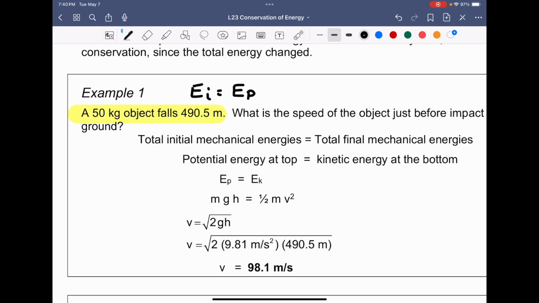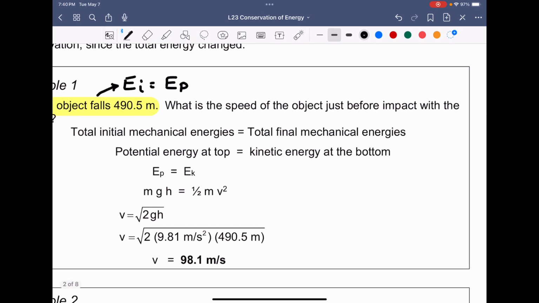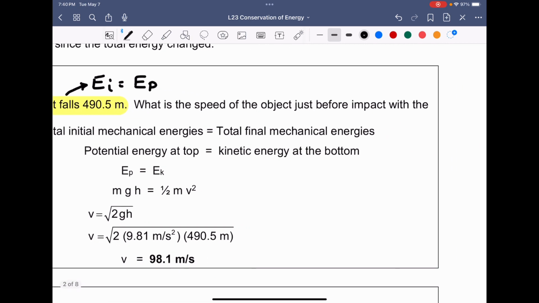So we have some sort of potential representative of the object suspended in the air. They then say, what is the speed of the object just before impact with the ground? As soon as you see "just before impact," what this means is that we have only kinetic energy right at the end. So our EF is actually the kinetic energy in this situation.